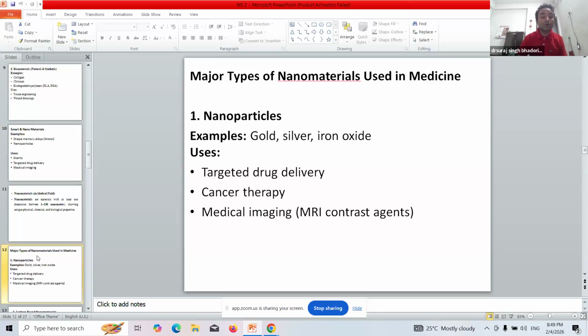Now where are they used? They are used for targeted drug delivery, cancer therapy, and medical imaging like MRI and CT scan. So these are the uses of nanoparticles. Why are they used for such medical imaging?